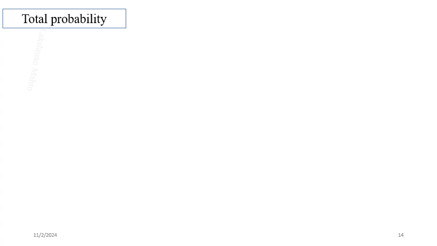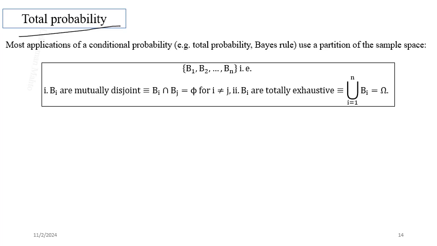So how do we compute total probability of an event? Most applications of conditional probability deal with partition of the sample space. First we discussed the multiplication rule, which does not deal with partition, but total probability and Bayes rule do. So here the Bi are a partition of the sample space. That means by default it satisfies three conditions: mutually disjoint, totally exhaustive, and the third is that each Bi must be a possible event.